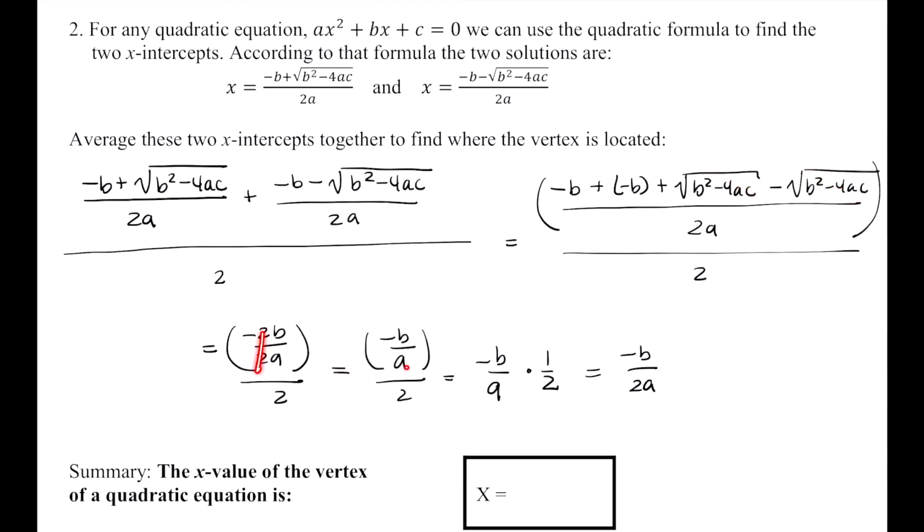2 over 2 is 1. When you divide a fraction by a whole number, it's like multiplying by 1 over that whole number. And we end up with x equals negative b over 2a. And this is something I've already hinted at and shown you before. The x value of the vertex of a quadratic equation is negative b divided by 2a.